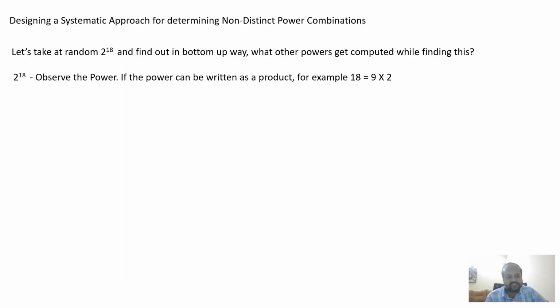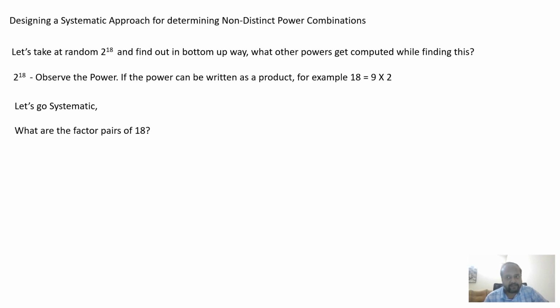So let's just observe the power, 18. 18 can be written as 9 into 2. I'm just throwing this out so you get that idea. Now let's get a bit systematic. Let's ask what are the factor pairs of 18.